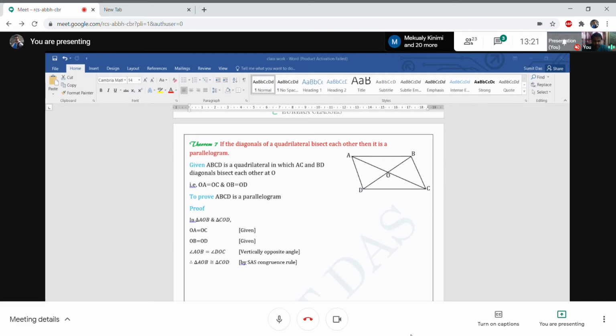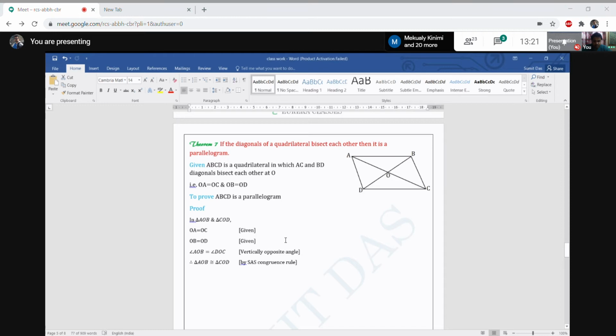This is theorem number 8.7. In this theorem, the theorem is saying that if the diagonals of a quadrilateral bisect each other, then it is a parallelogram.